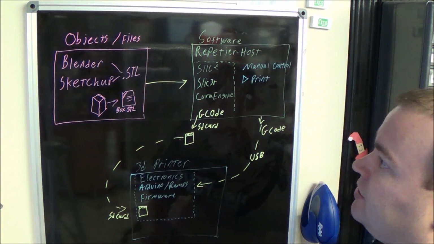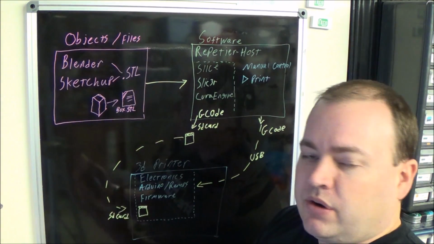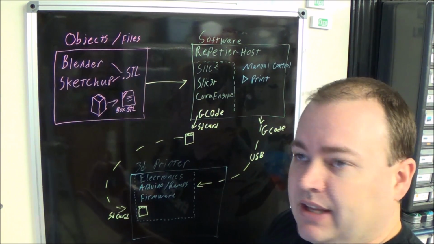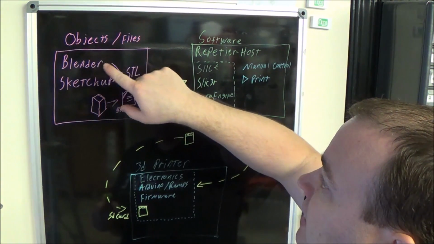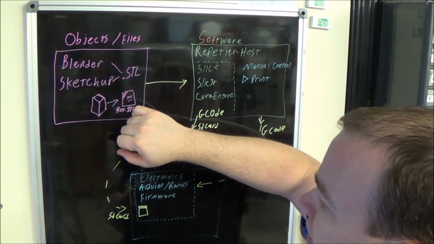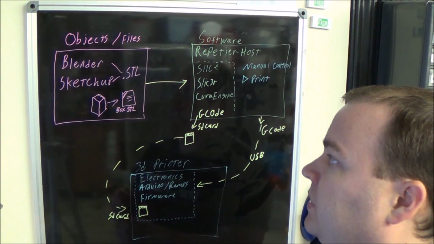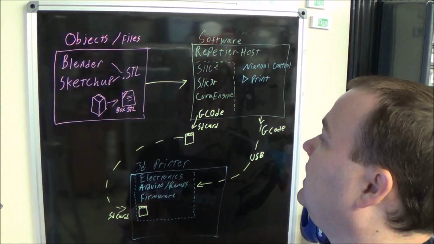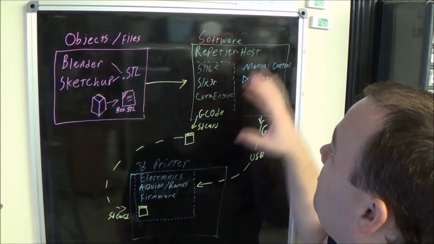For starters, you're going to need to make a three-dimensional file or go download one off of someplace like Thingiverse. There's lots and lots of files you can just download. The three-dimensional file is called an STL file. A lot of people use something like Blender or SketchUp to build the file. Then you're going to import the file into something.